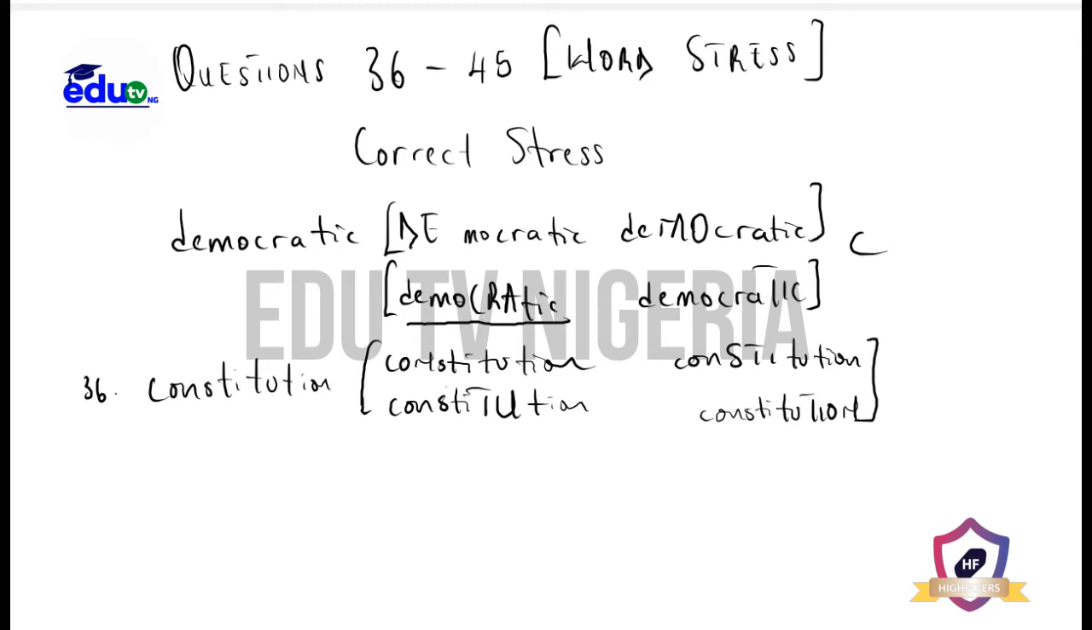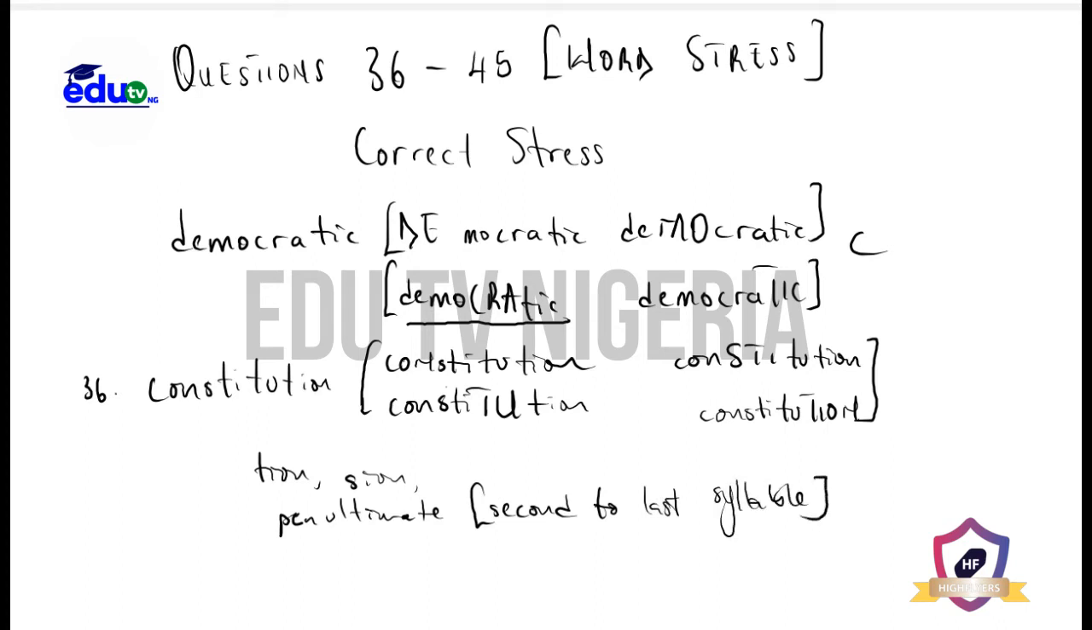Now let me give you a simple rule for question number 36. Most words that end in T-I-O-N, S-I-O-N, S-H-I-O-N, whatever, anything I-O-N, almost all of them are stressed on the penultimate syllable. Now what do we mean by penultimate syllable? Penultimate means the second to last syllable.